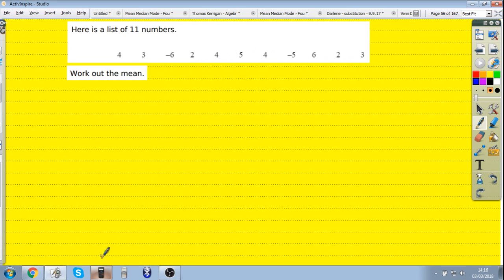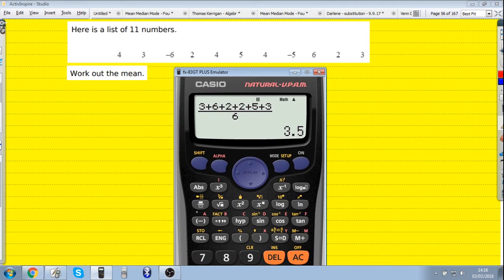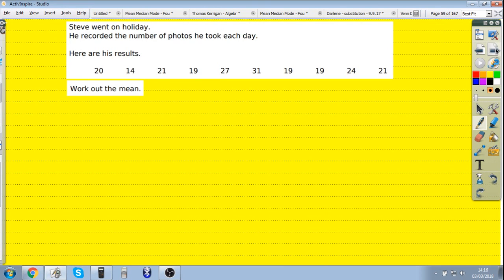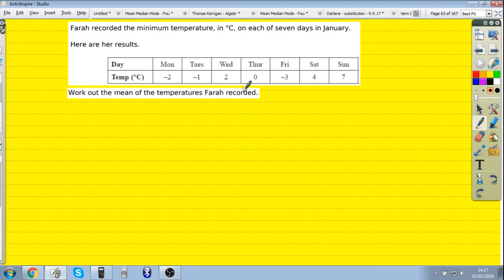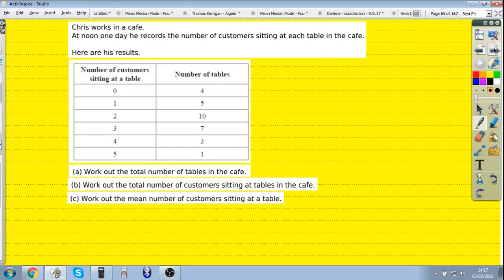Right. How would you put this into your calculator? It's got minus numbers. So 4 plus 3 minus 6, and then just so on. Okay, so that's fine. So bigger numbers, more numbers. This time is 12. So now you've got a mixture of 0 and minus numbers, but it's the same idea. Okay, we'll do this one.